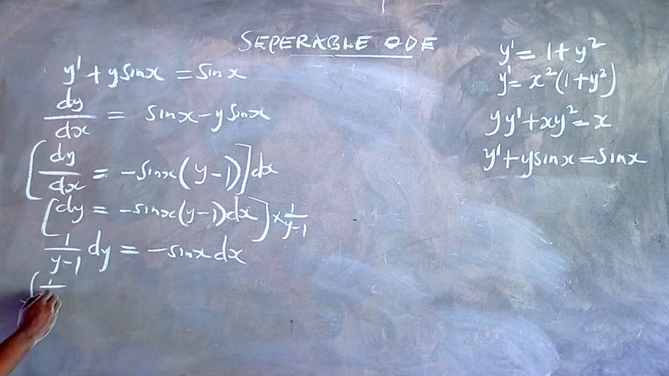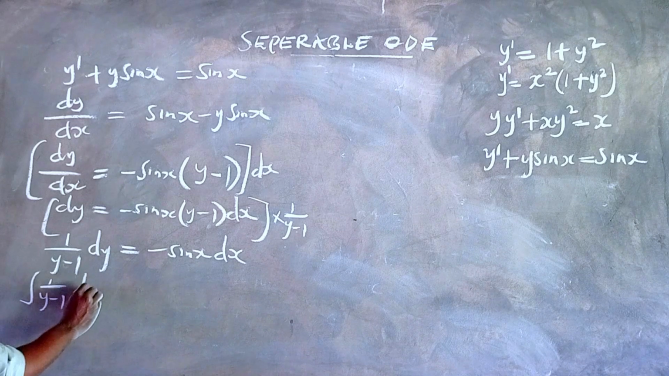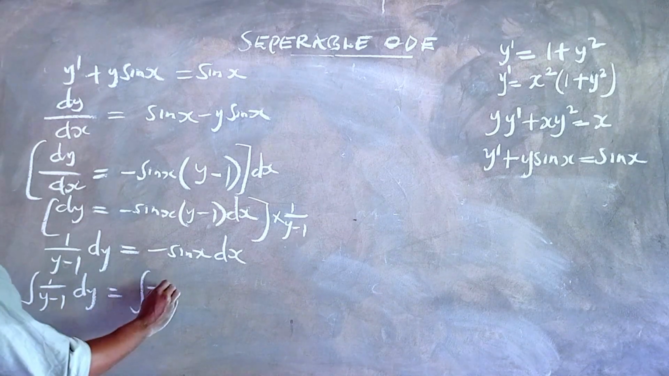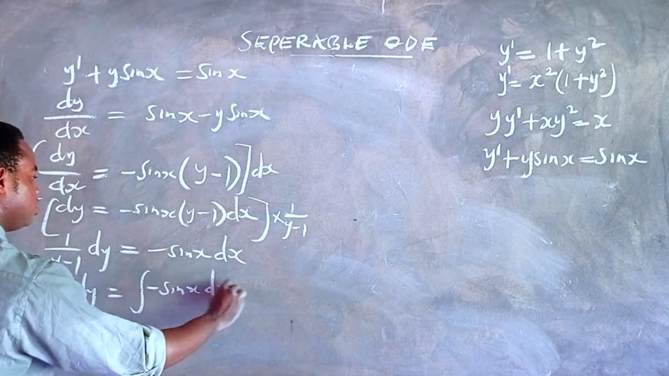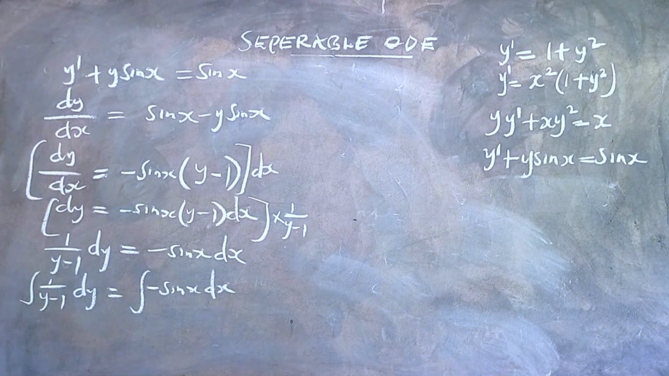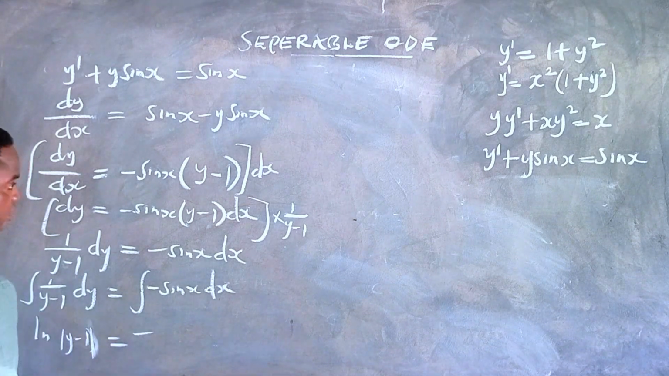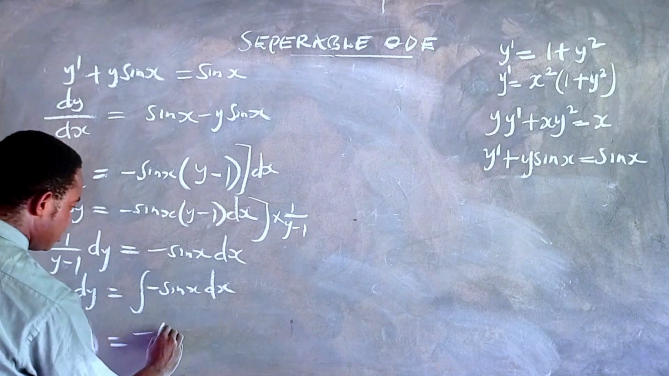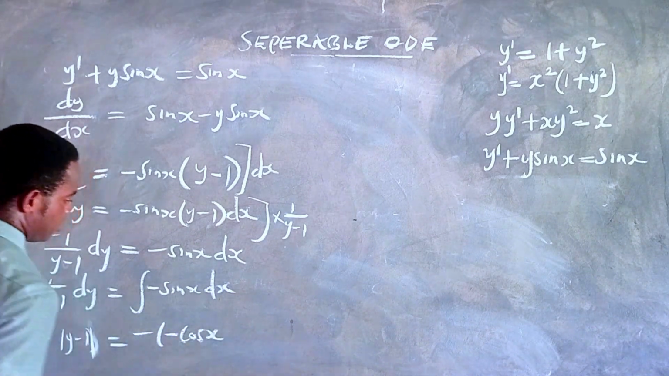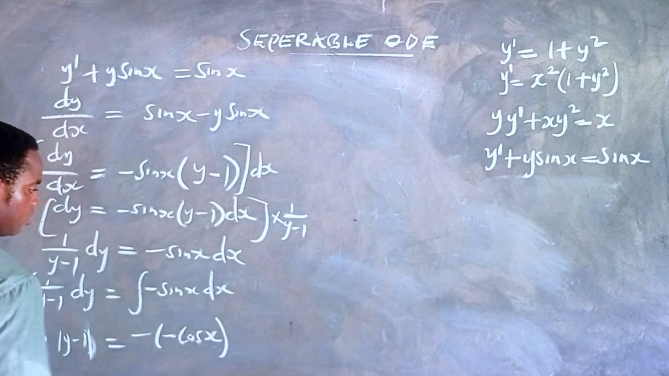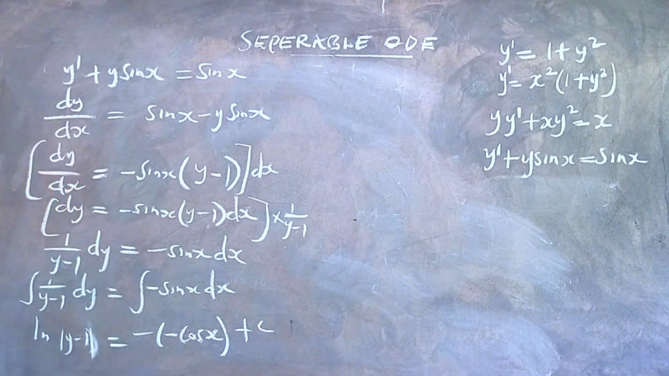So we have the integral. We are to evaluate the integral of 1 over y minus 1 dy, and it's equal to the integral of negative sin x dx. So what is the integral of 1 over y minus 1? That would be ln of the absolute value of y minus 1, right? So let us extract the constant there. So we have negative, and the integral of sin x is negative cos x. So I'm putting negative cos x here, and I will not forget the constant of integration, plus c.